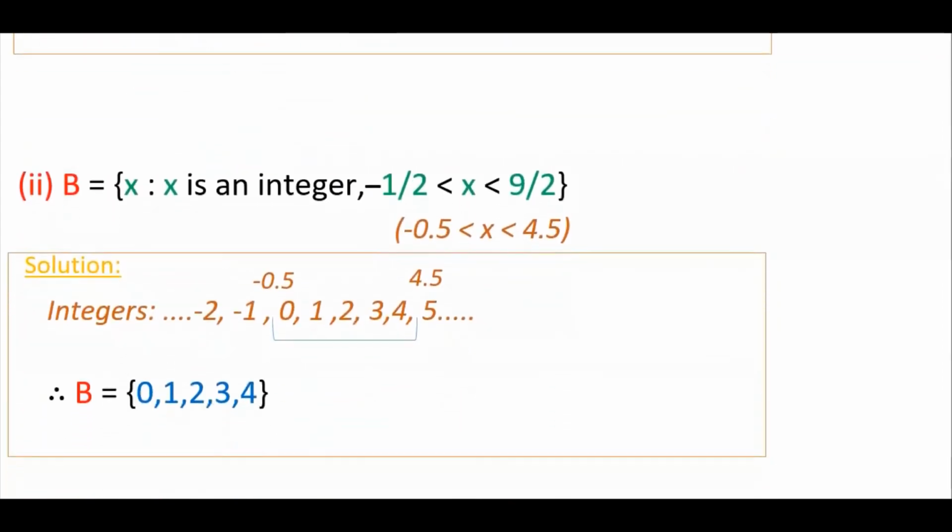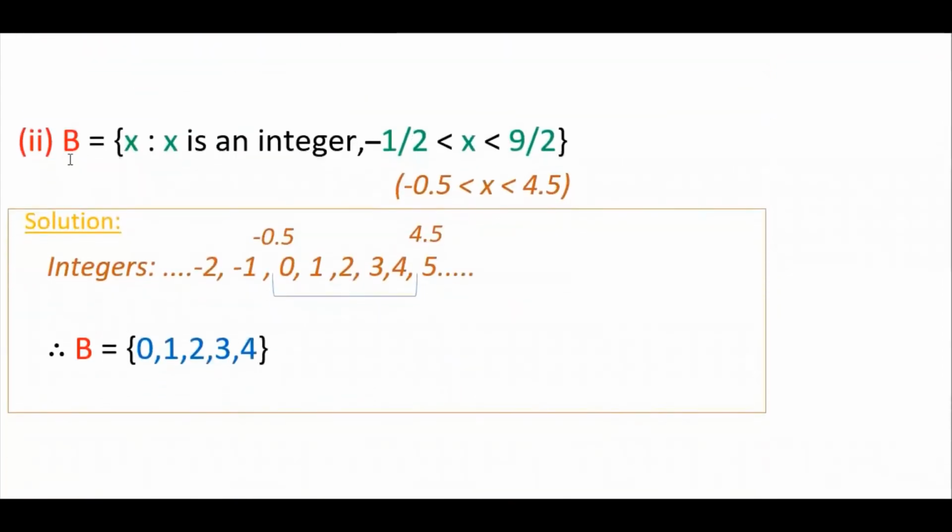And the second one is B = {x such that x is an integer, minus 1 by 2 is less than x is less than 9 by 2}. This is in the form of fractions, so you have to write it in decimal form. Minus 1 by 2 is minus 0.5, and 9 by 2 is 4.5. So minus 0.5 is less than x is less than 4.5.